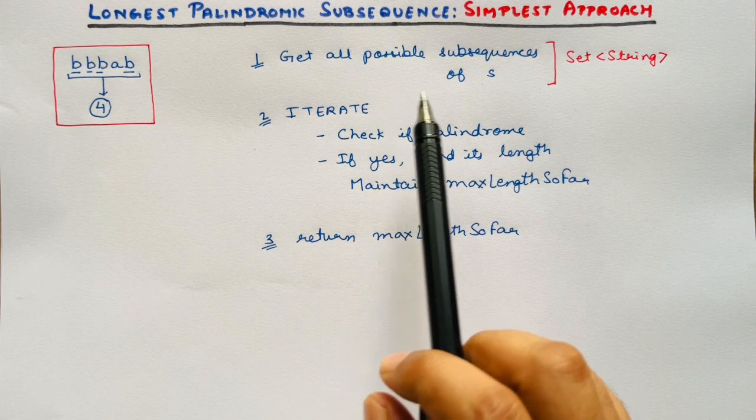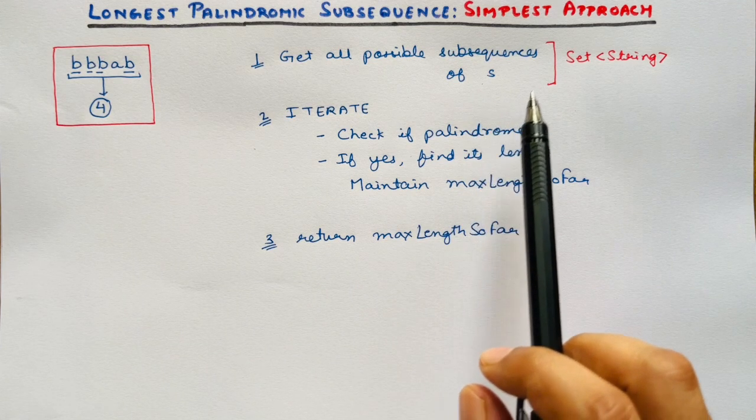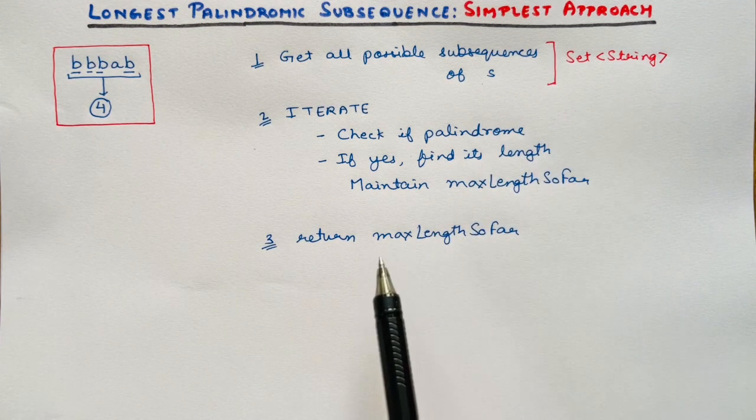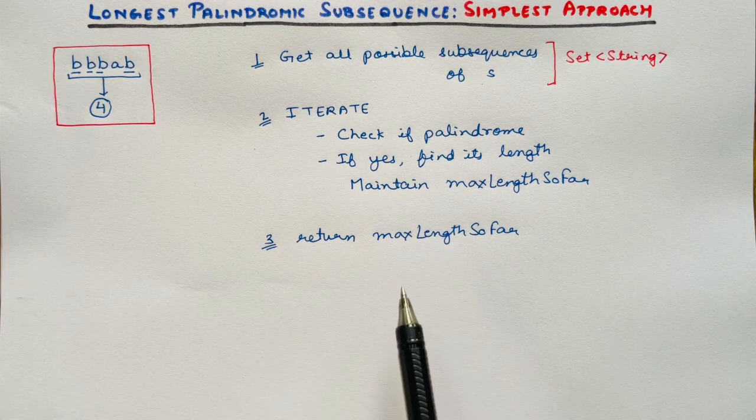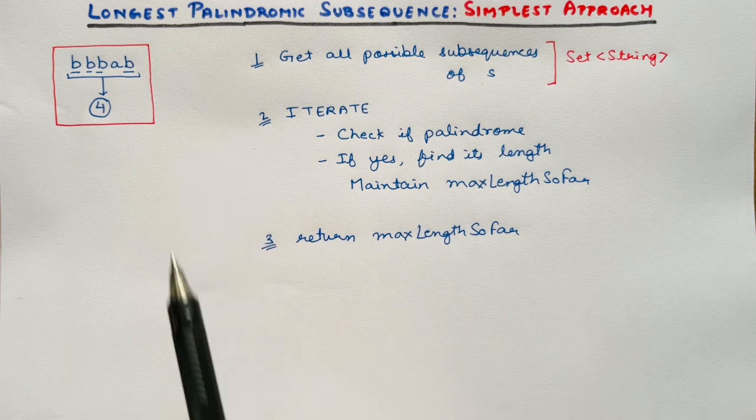And getting all possible subsequences of a string, we will collect them in a set of string. So if we go through this algorithm and we return the max length so far, we will get the length of the longest palindromic subsequence.